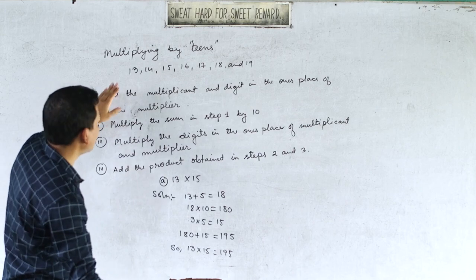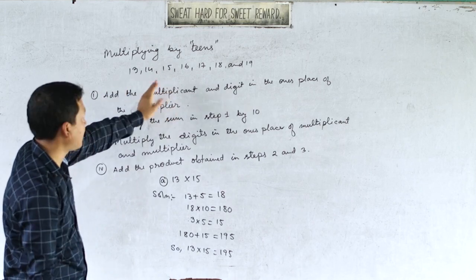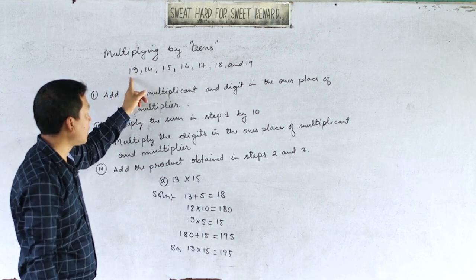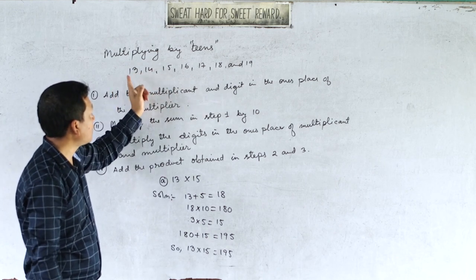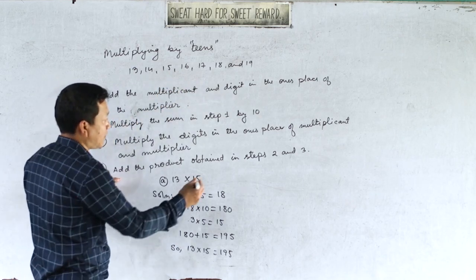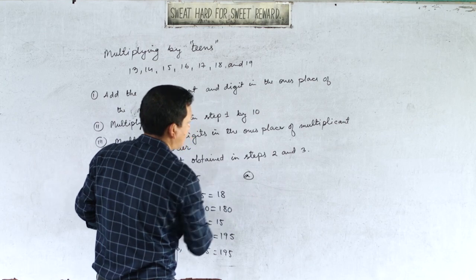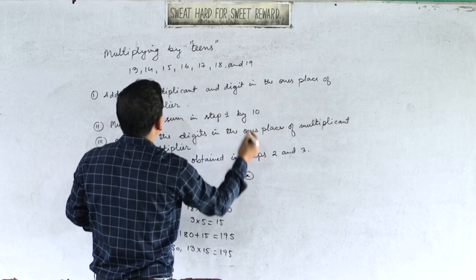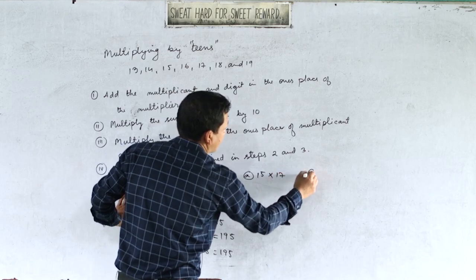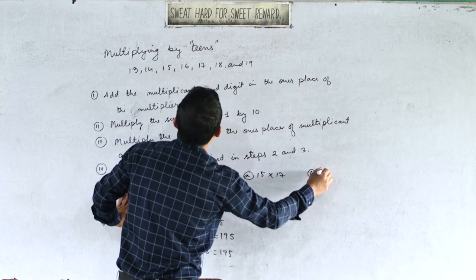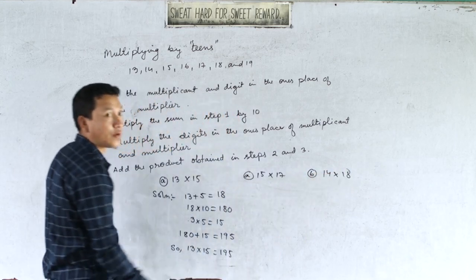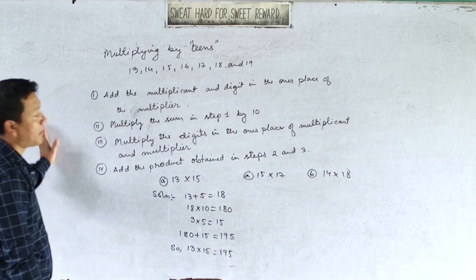Okay, you can do any of the tens. You can select any two numbers from the tens. Okay, you can do 13, 14. You can do 13, 16. You can do 13, 17. You can do 15, 19. Okay, I will give questions for your home assignment here. 15 into 17. 14 into 18, do yourself. Okay, this is for the multiplication.